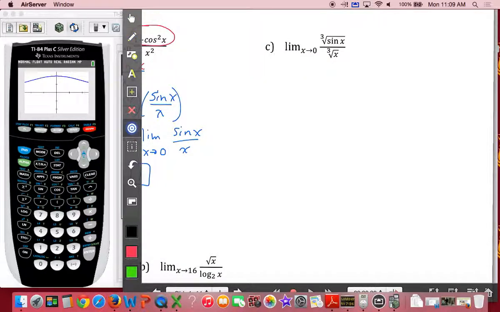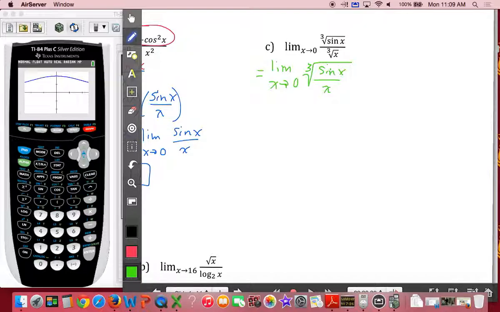So if both of these have the same roots, that means I can rewrite this till it looks like this. I can put them both underneath the same root. And why would I want to do that? Why would I want to put them both under the same root? Because you got that sine of x over x in there, right? And that's what we're working with.